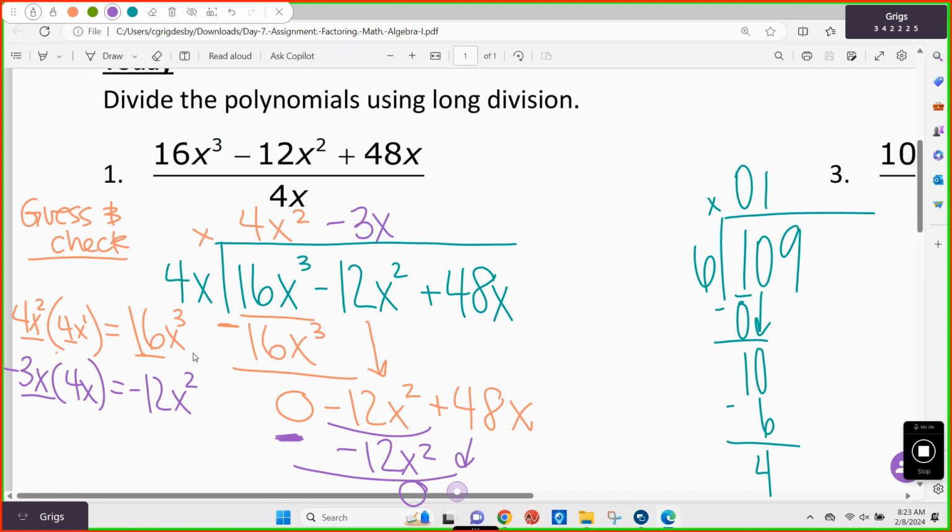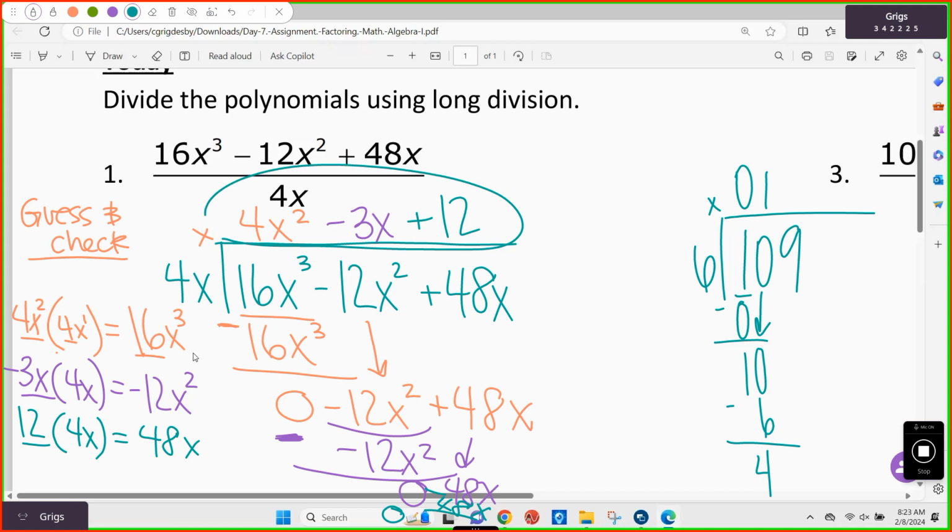So if I bring down, I got 48x, correct? Alright, let's think. What times 4x, this is my guess and check, gives me 48x? Oh, just 12. So 12 times 4x gives me 48x, so I'm going to say plus 12. 48 minus 48 gives me 0. It's not that bad. So this right here is my quotient. That's my answer.